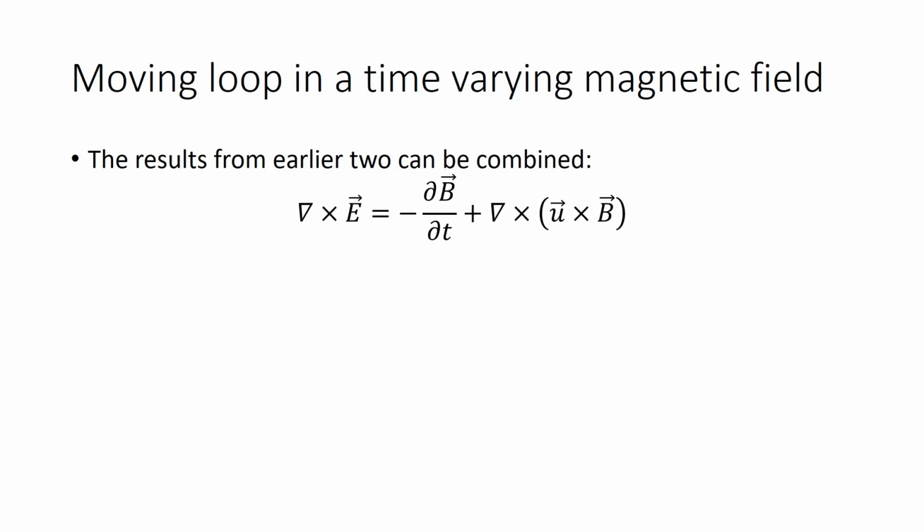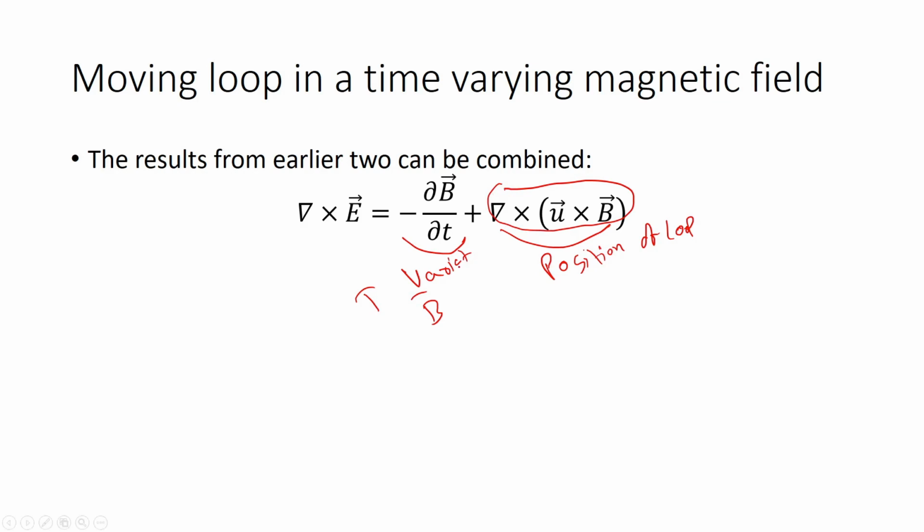See, it has two components. One component is where there is time variation in B bar, and the other is when there is variation in the position of the loop. But Maxwell has not tried to include this in his result. He wanted to quantify the relationship between the time varying magnetic field and the electric field. Therefore, he has only considered the first component.